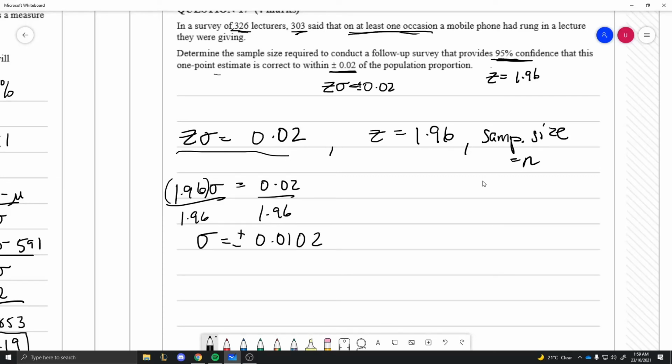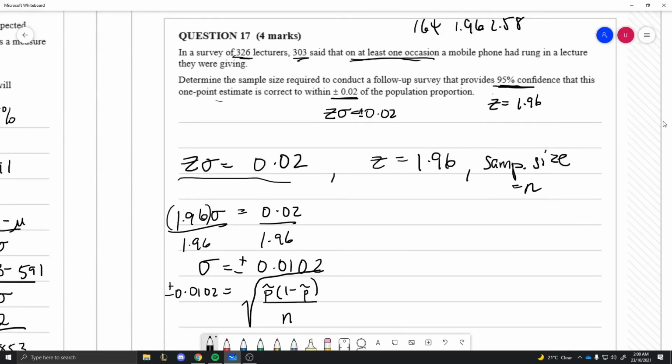So that's your value. Now I'm going to swap the sides of the equation, because this is quite a large thing when you expand it. So plus or minus 0.0102 is equal to, and remember that sigma, or the standard deviation, is equal to the square root of p hat times 1 minus p hat over n.